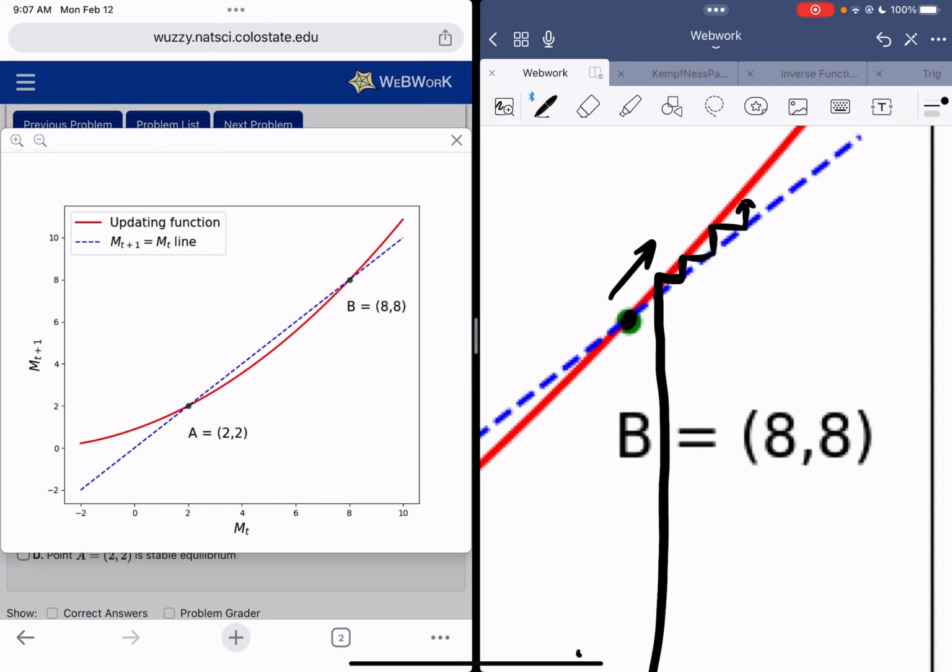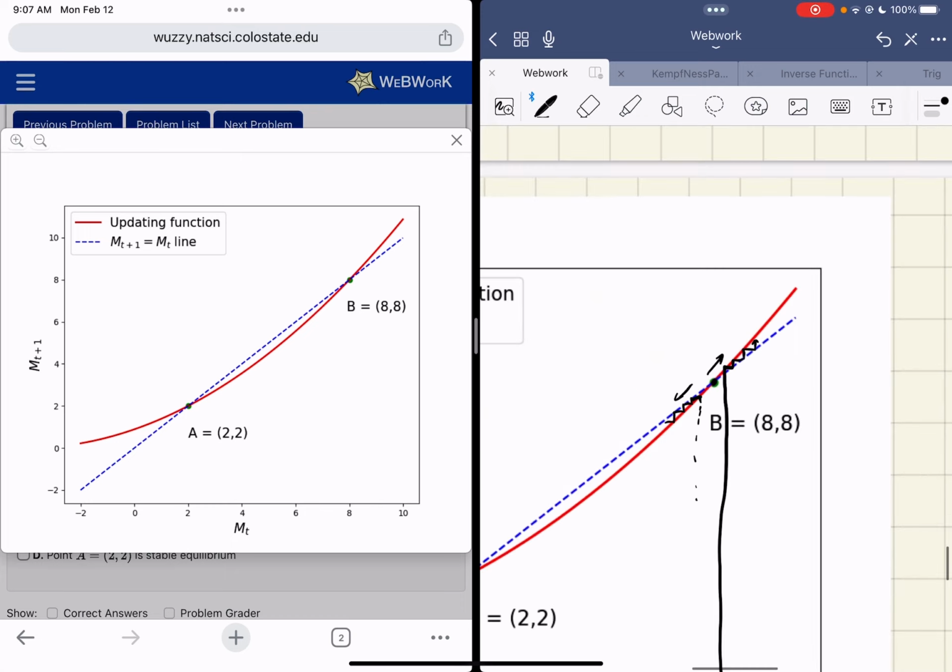The same thing would happen if you started on the left. You do updating function, y equals x, repeatedly, and you see I'm marching away. Okay? Cool. All right. So that's not stable.